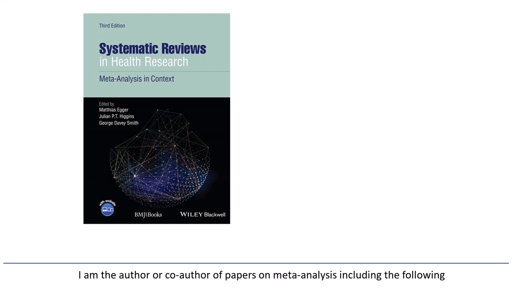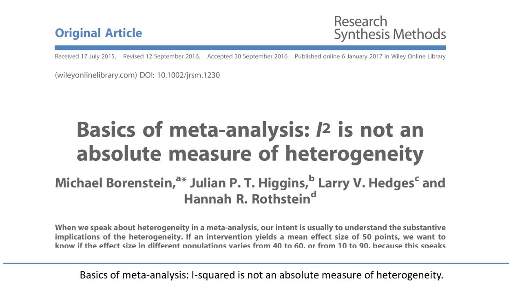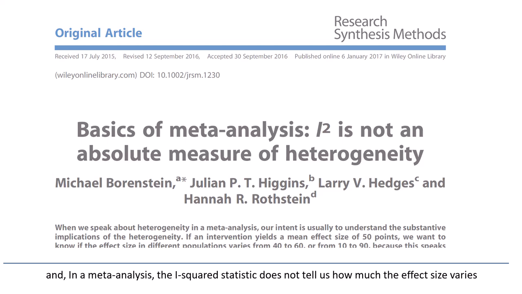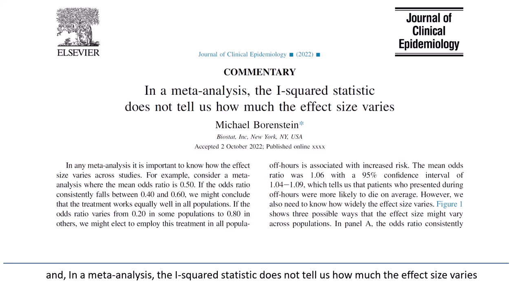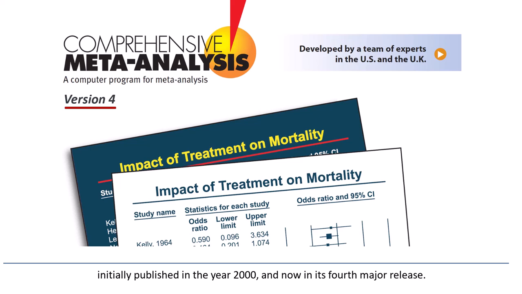I'm the author or co-author of papers on meta-analysis, including the following: a basic introduction to fixed effect and random effects models for meta-analysis, basics of meta-analysis, I-squared is not an absolute measure of heterogeneity, and in a meta-analysis, the I-squared statistic does not tell us how much the effect size varies. I'm the primary developer of the software Comprehensive Meta-Analysis, or CMA, initially published in the year 2000 and now in its fourth major release. The software is used by tens of thousands of researchers throughout the world. I'm the PI on numerous grants from the National Institutes of Health, the NIH, to develop methods and software for conducting and teaching meta-analysis. I'm a founding member of the Society for Research Synthesis Methodology and served as its president in 2017 to 2018. And I've been teaching these workshops since 2005.